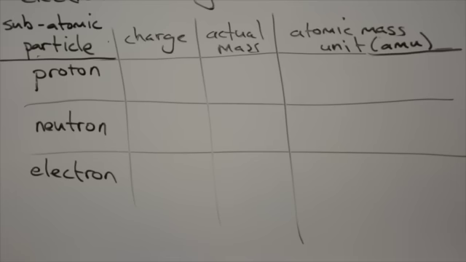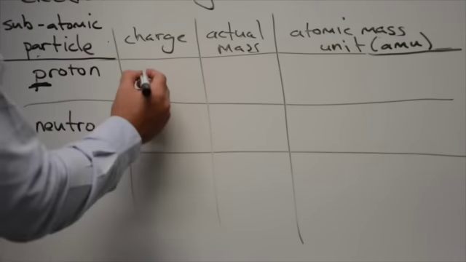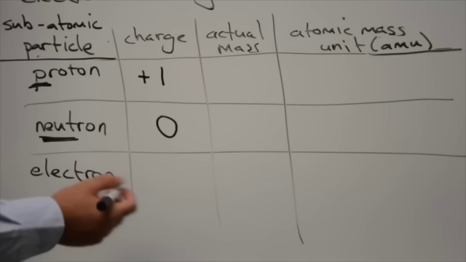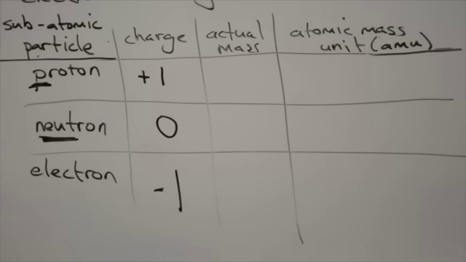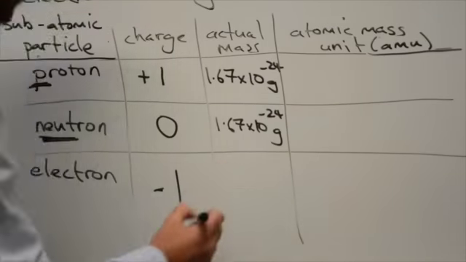So here are the answers, and an easy way to remember the charges. Now a proton begins with P, and so it's positive, +1. And the word neutron has neutra in it, it's neutral. And what's left over? The electron, which is -1. So remember, those actual masses are those really, really small numbers, which are far too little for us to deal with.